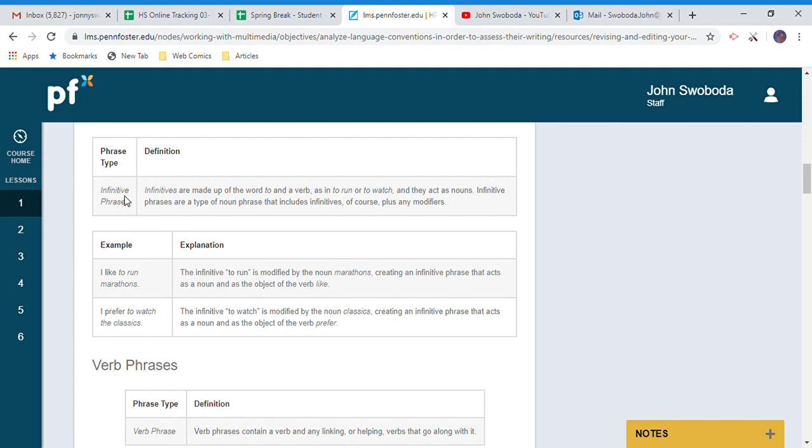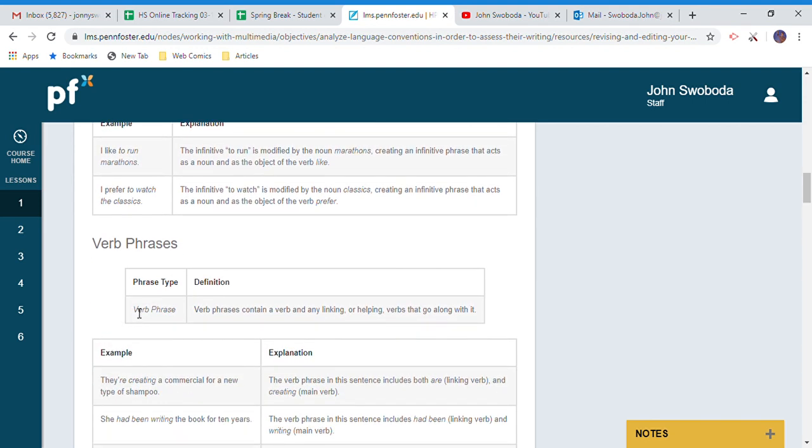Infinitive phrase. Infinitive means it starts with to, T-O. So you've got to run, to watch, to go, to swim, to run, to run was theirs. To drink is Dr. Pepper. Hello, Dr. Pepper. To type, to mouse over something. To teach, to learn. I think that's enough examples. Okay.